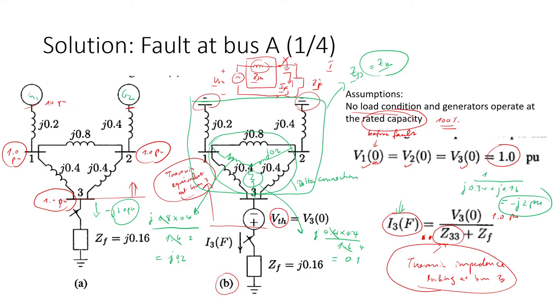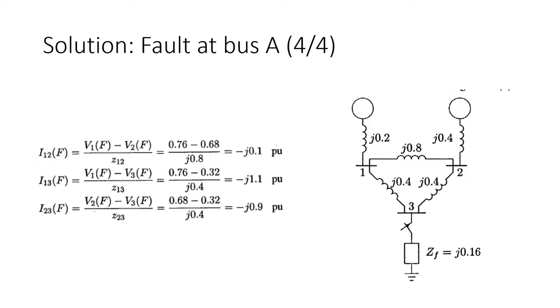For the line current during the fault, you have to analyze from your original circuit. Now we see that during the fault, when the fault just happened here, this is the direct connection. You have V1F, V2 during the fault, and V3 during the fault as calculated in the previous slides. Now you want to see how the current is flowing in this route 1, 2, I12 during the fault.